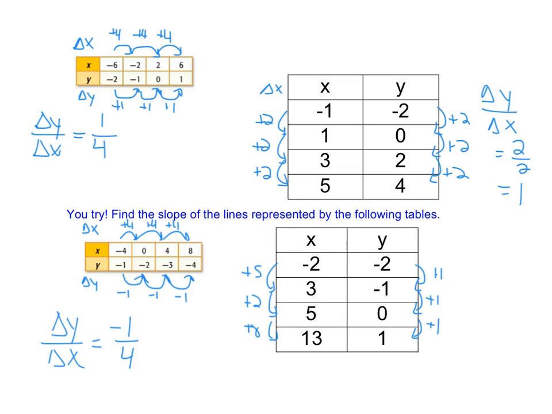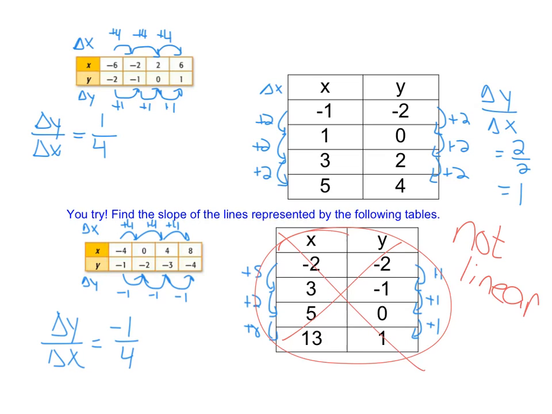All right, the first one wasn't any problem. Did you get -1/4? Change in y over change in x? The second one, either I put some numbers in wrong or I did something I didn't intend to. Notice the change is not constant. I got 1 over 5, I have 1 over 2, I have 1 over 8. This isn't even a line. I messed up. This is not linear because the slope is not the same number every time, okay?